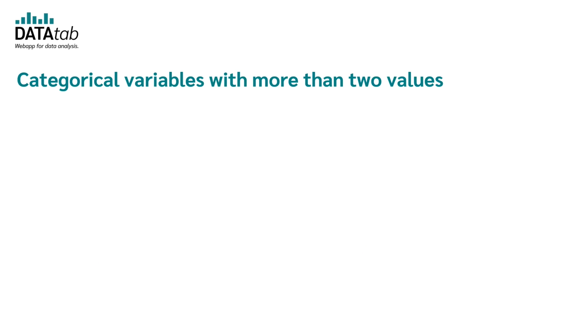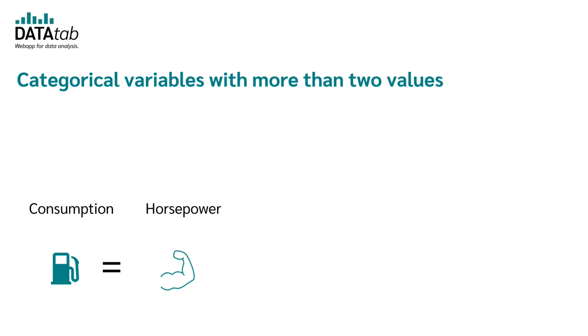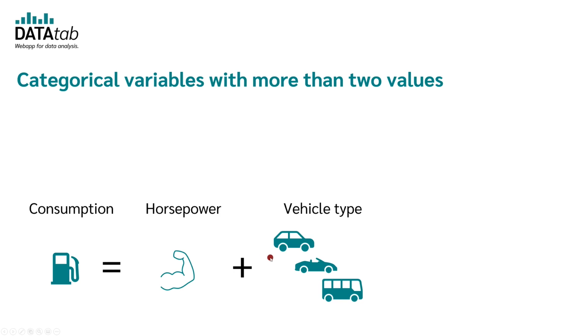Now we have discussed how to handle variables with two characteristics. Now let's take a look at what we do when we have a variable with more than two characteristics. Let's look at an example. In this example, we want to predict the fuel consumption of a car based on its horsepower and the vehicle type. And let's say there are only three vehicle types: sedan, sports car, and family van. Thus, we have a variable vehicle type with more than two characteristics. In a regression, however, we can only consider categorical variables with two characteristics. Therefore, the question now is, what should we do?